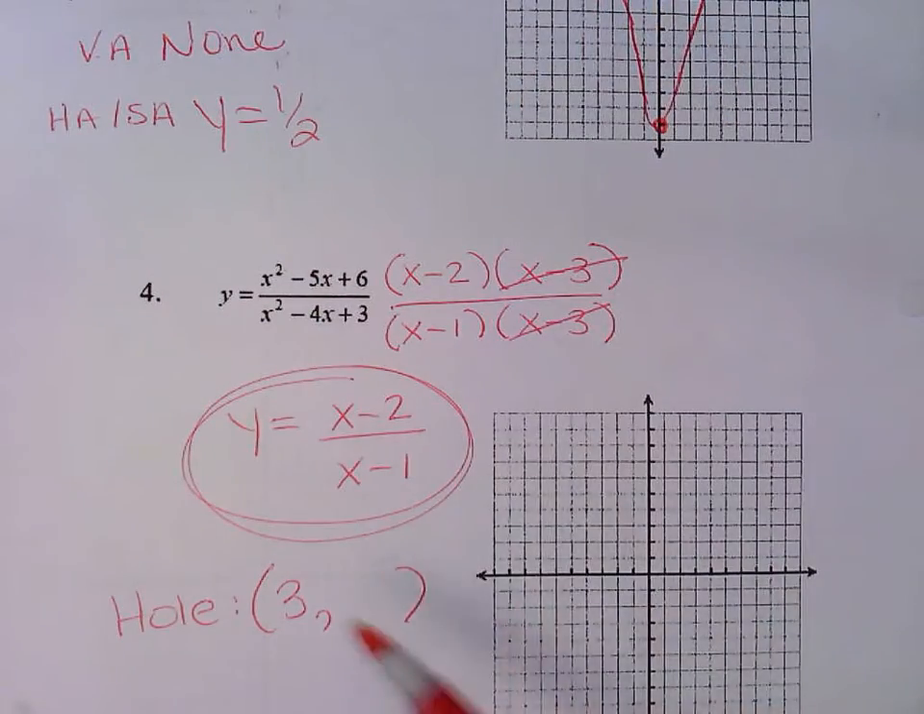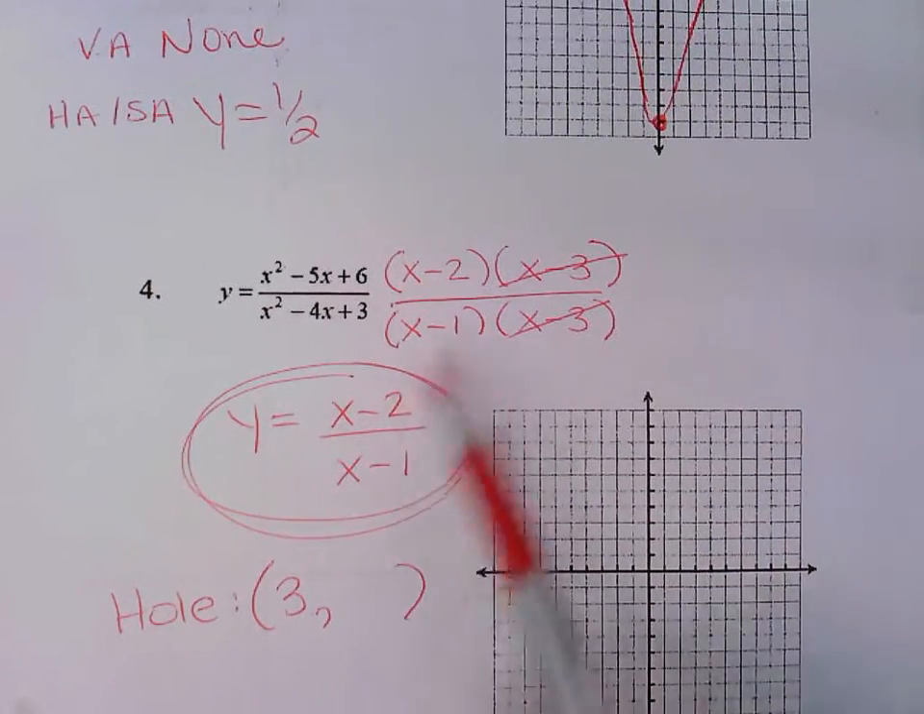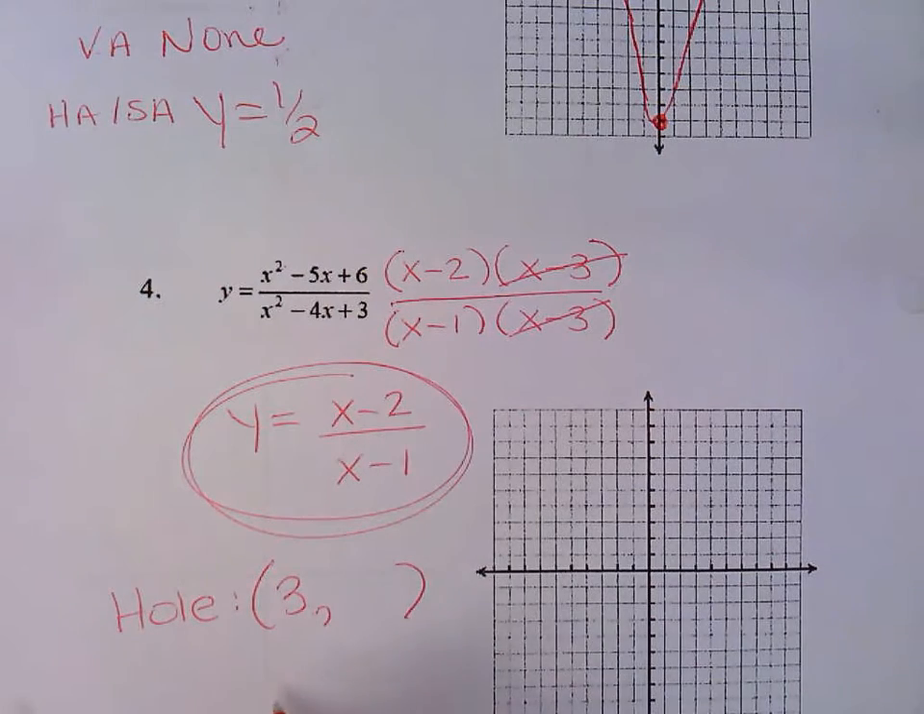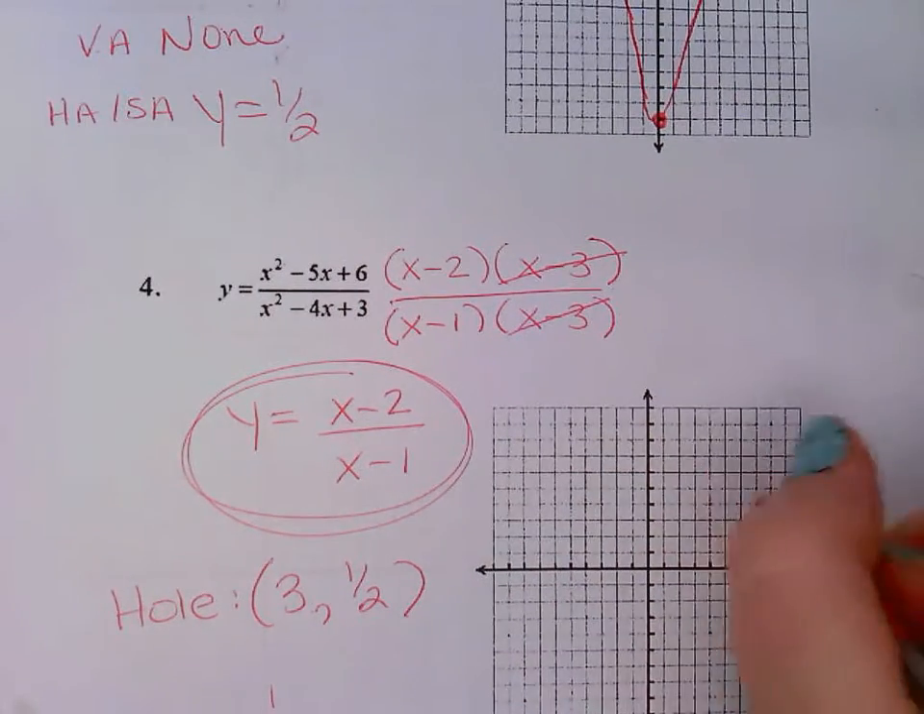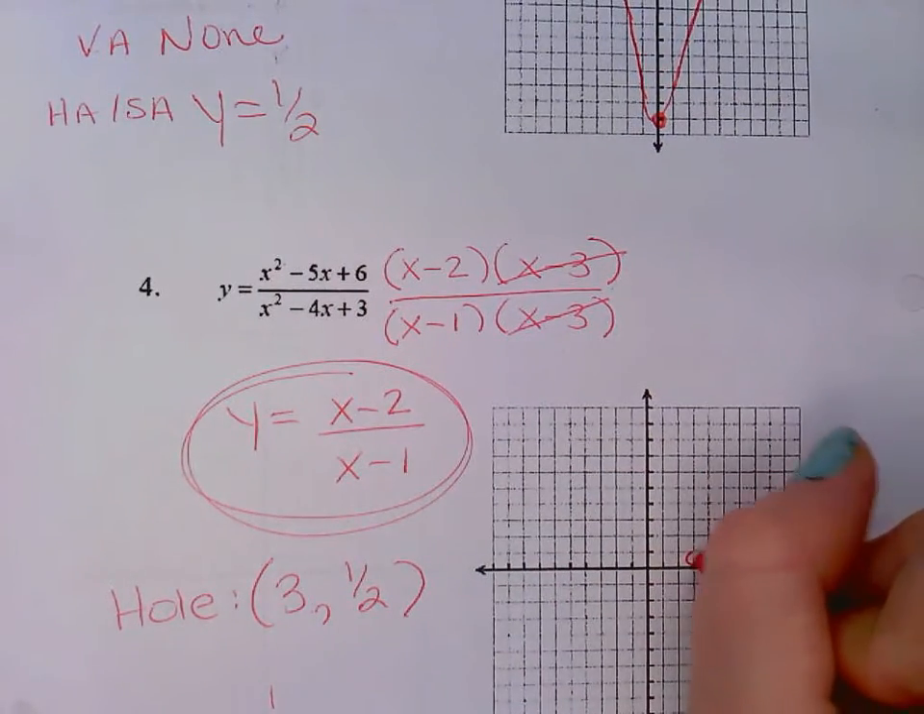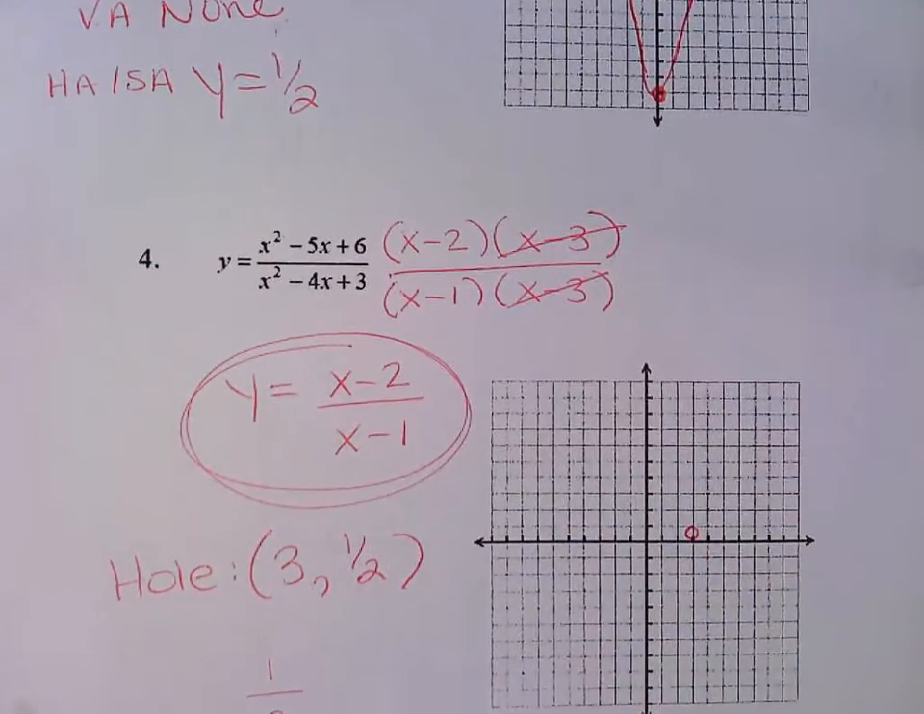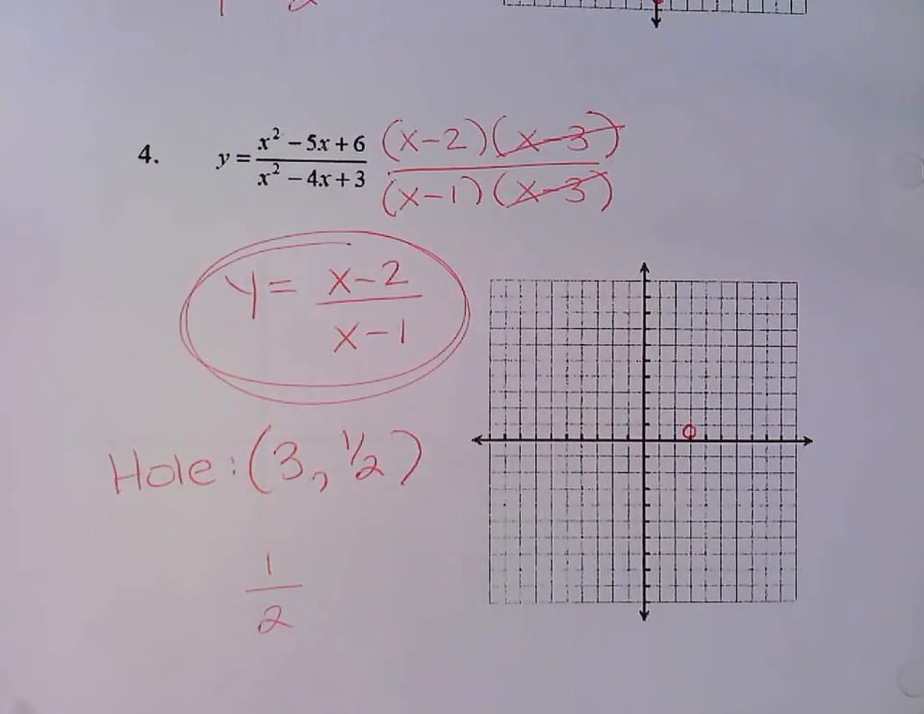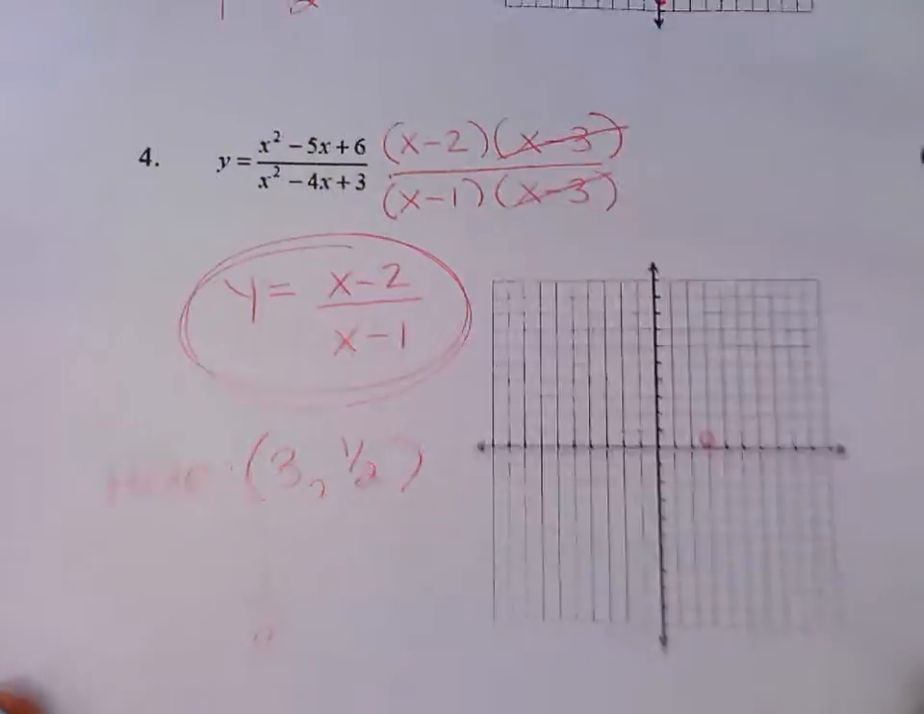So we're going to plug 3 in over here. 3 minus 2 gives me 1 in the numerator. 3 minus 1 gives me 2 in the denominator. So it looks like at (3, 1/2), there's a hole on this graph. So you need to go through and finish the rest of example 4. And let's see, example 5 is our last odd, it looks like.